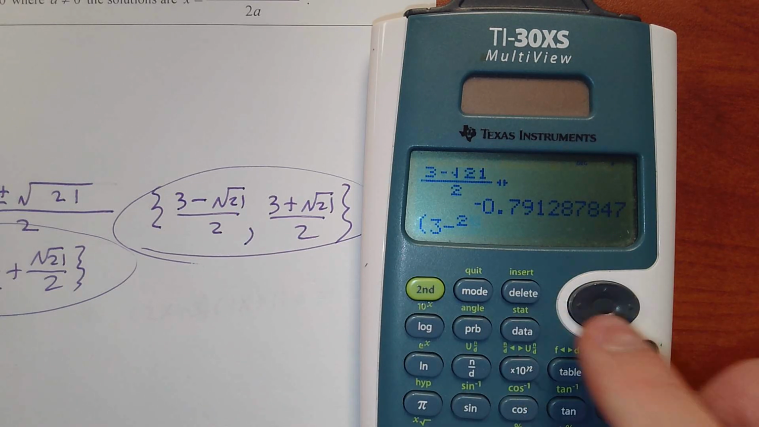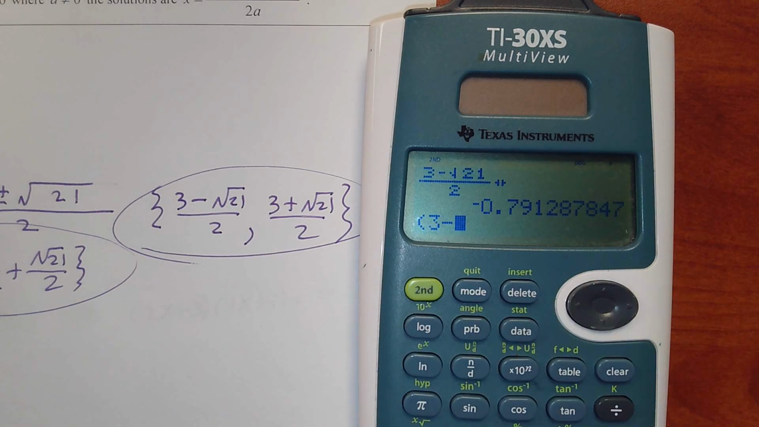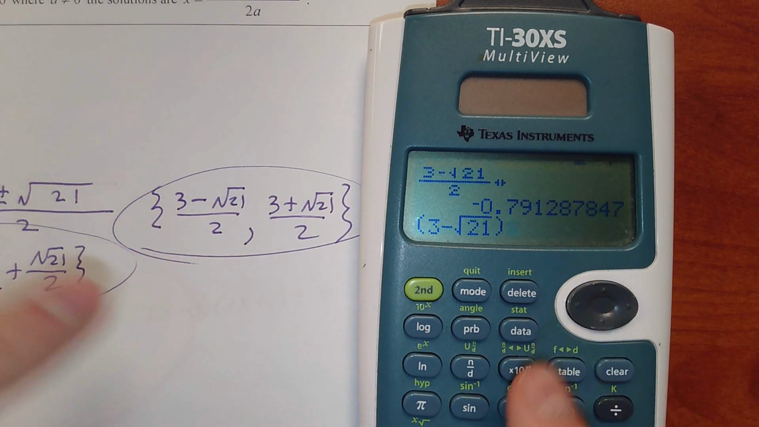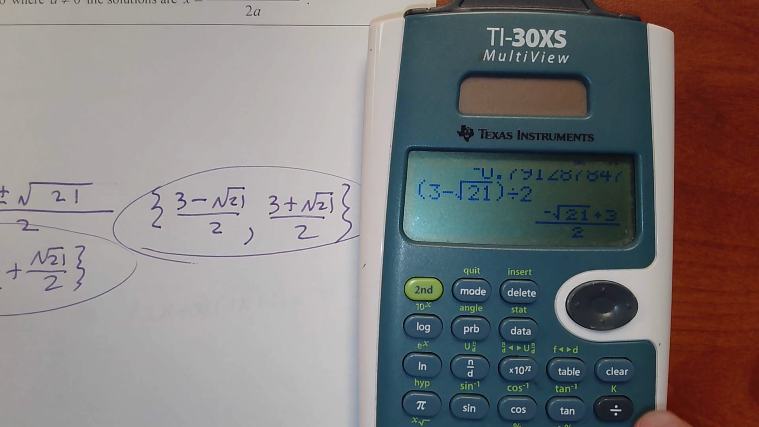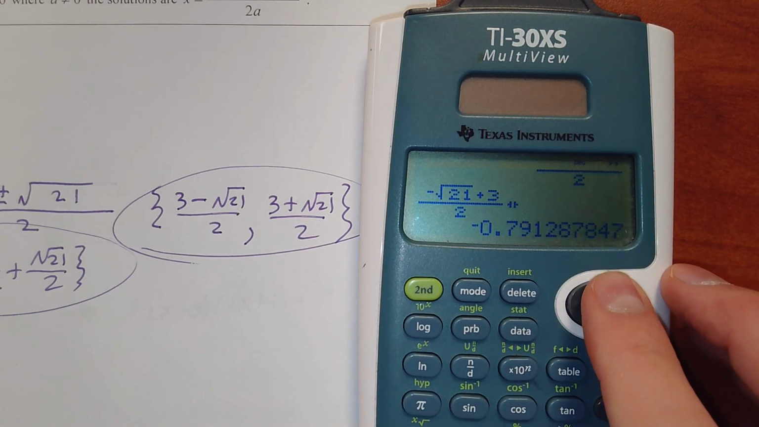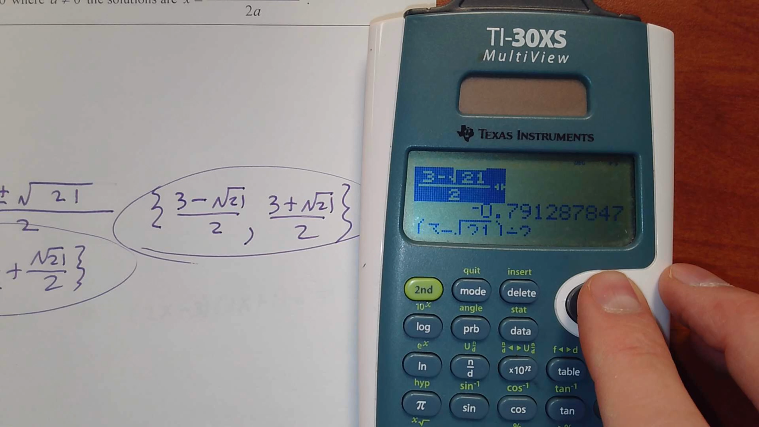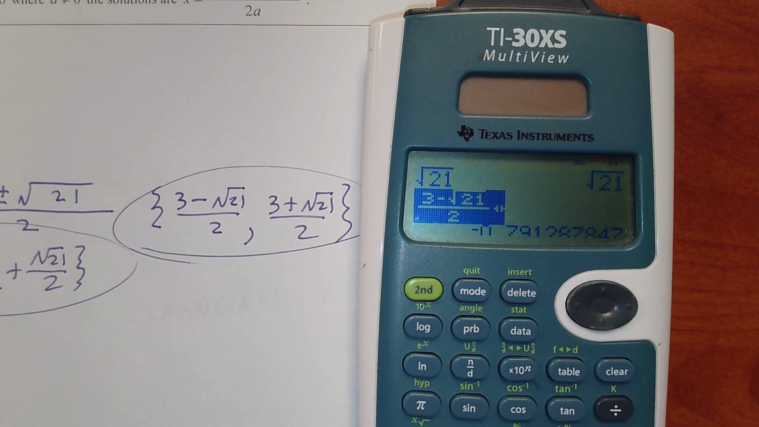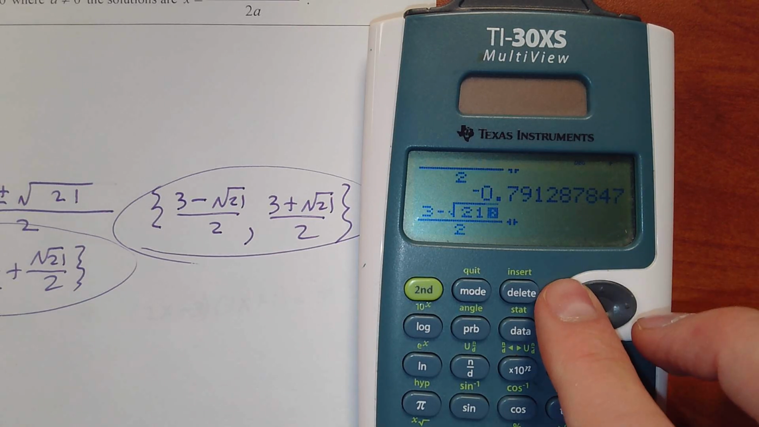oops, my bad, delete that. Make sure you get out from underneath that radical, and then you can put that in parentheses and divide by 2, and then get your approximation. So that's how you would do it if you don't have a TI-30XS. Since I do, I'm going to take this one and get the other one. I'm going to change that to a plus.